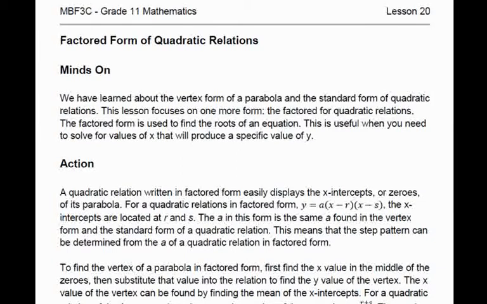Now, the factored form you can see is y equals a(x minus r)(x minus s). And that a is, again, the same a that you find in the vertex form or the standard form. The r and the s would be the location of the x-intercepts. So they would be at (r, 0) and (s, 0).